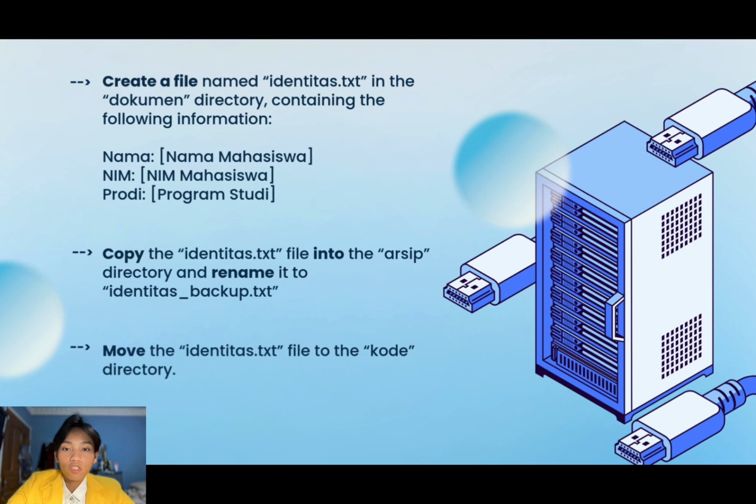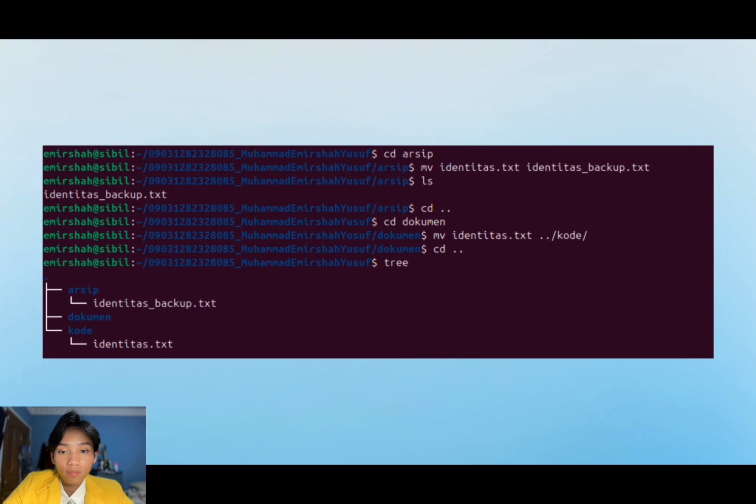Now, we'll talk about the third task, which is to move the identitas.txt file to the code directory. Now, with the backup secure, we'll return to the parent directory and move into document, where we relocate identitas.txt to the code directory. This action effectively empties the document folder, streamlining file organization. And to get a clear overview of the updated directory structure, we will run the tree command, which visually confirms that identitas backup.txt resides in archive, while identitas.txt has been successfully moved to code.